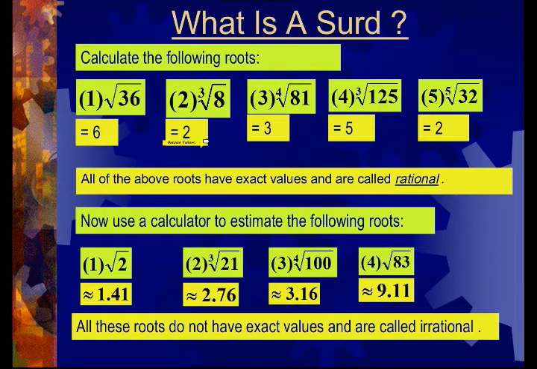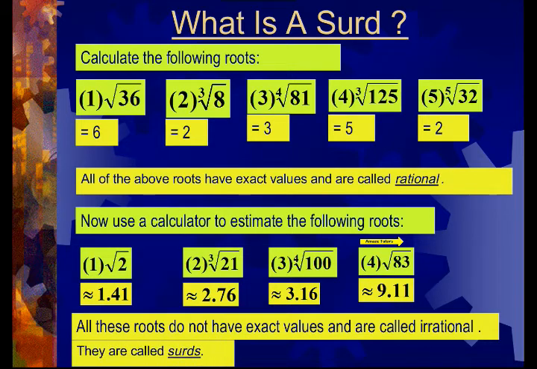All these numbers can be written as a fraction. 6 over 1, 2 over 1, 3 over 1, and so on. Any whole number can be written as a fraction with denominator 1. That is why they are all called rational numbers. But these surds, it is not possible to write them as a ratio or fraction. That is why they are called irrational and they are called surds. So now this is the definition for surds. I hope you understand, kids.